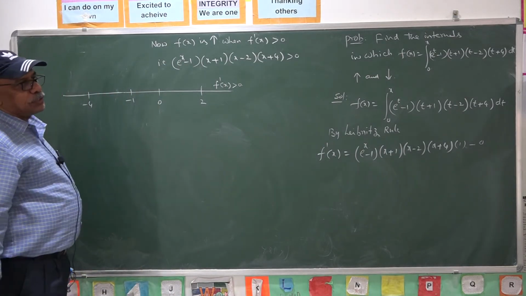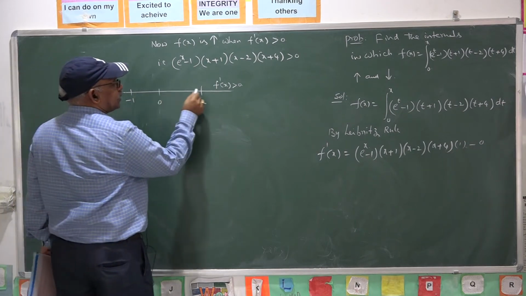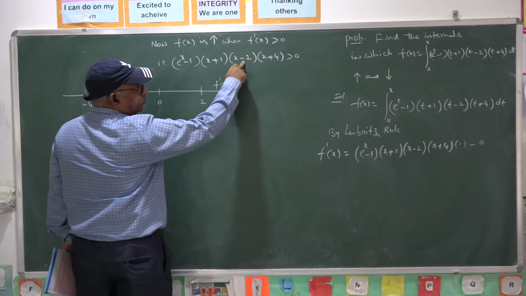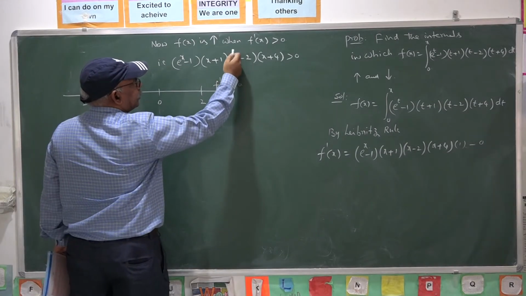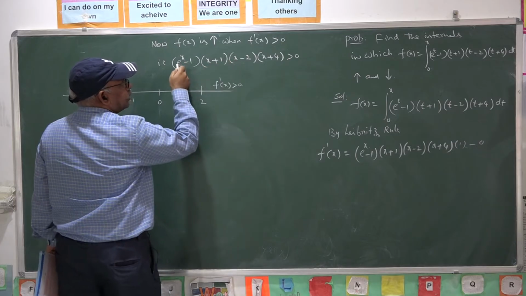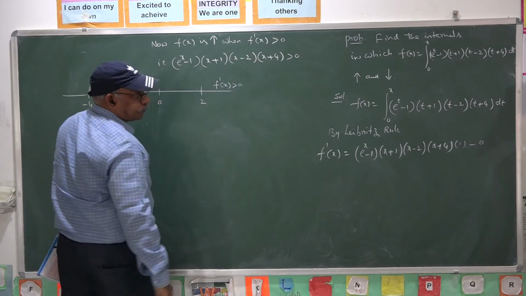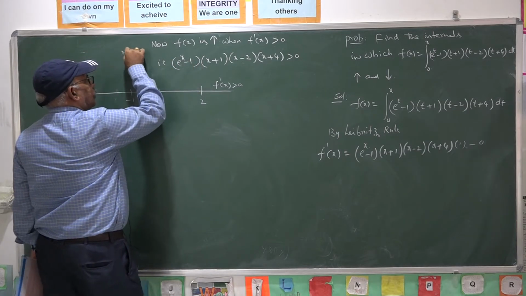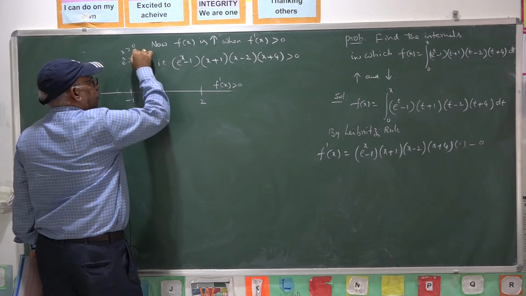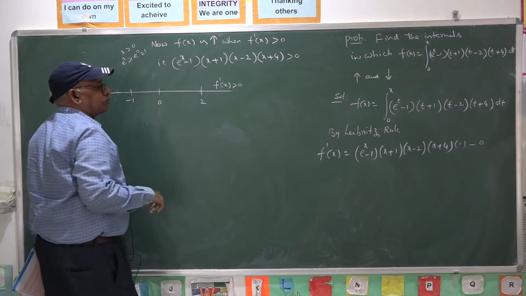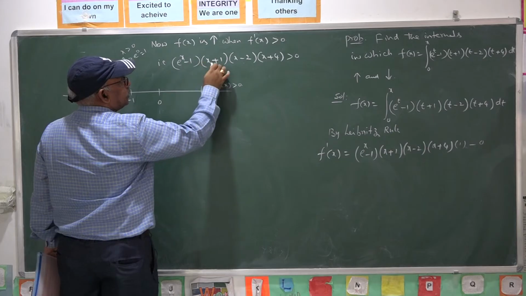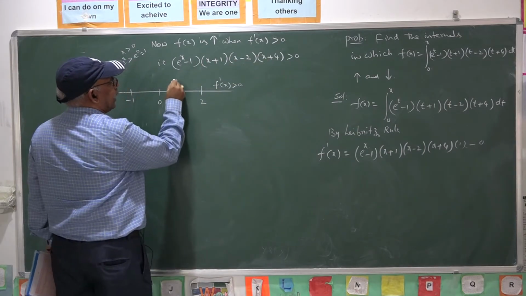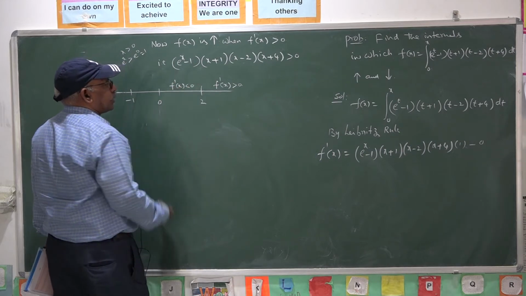Whenever x lies between 0 and 2 here, clearly this is negative, because x is less than 2. This is negative, this is positive, this is positive, this is positive. X more than 0 means e power x is more than 1, hence positive. So this is positive, this is positive, this is negative, this is positive. Hence clearly it is negative. In this interval f dash x is negative.